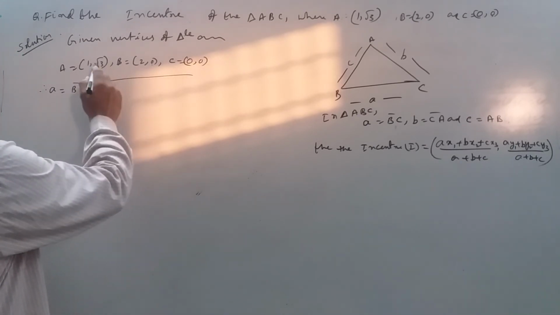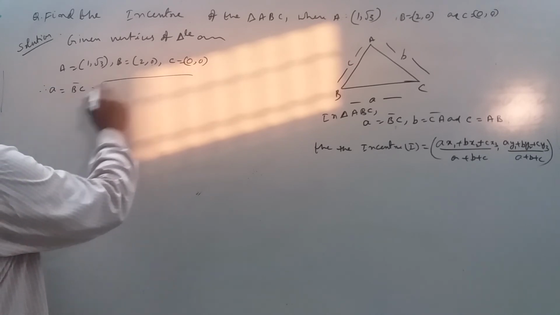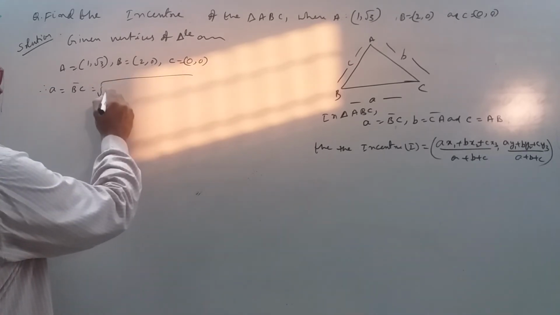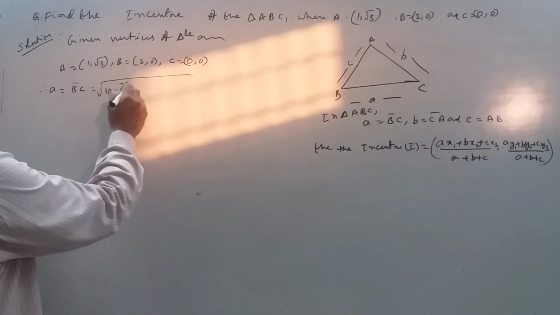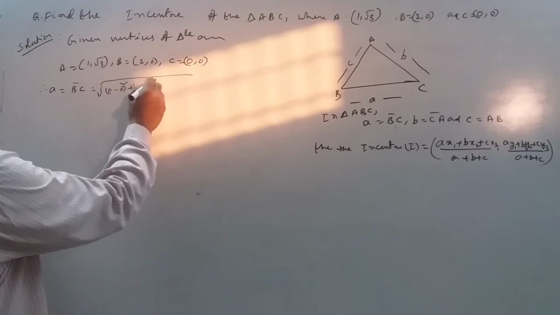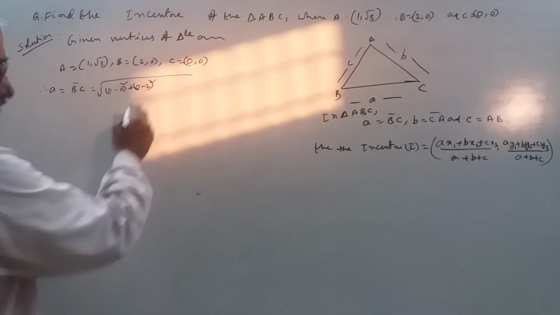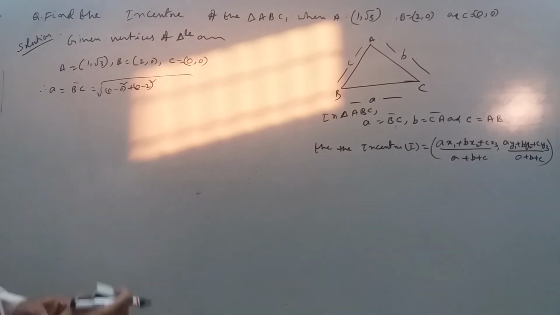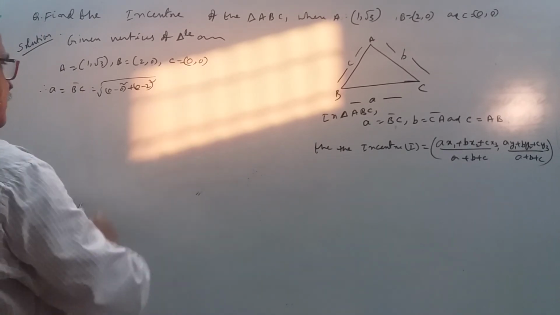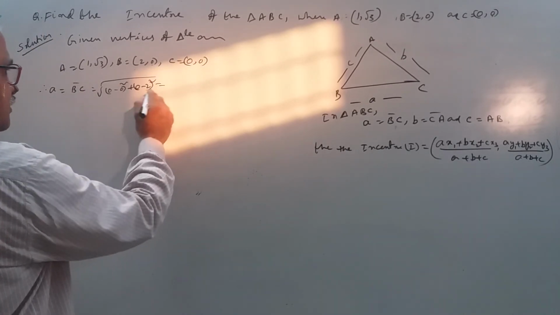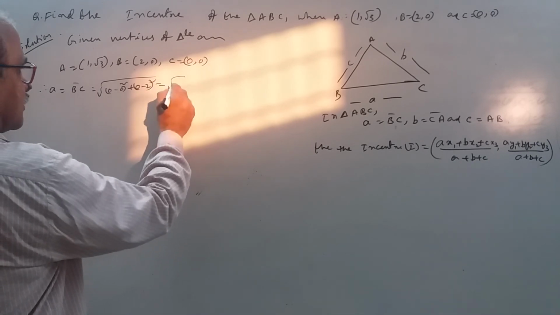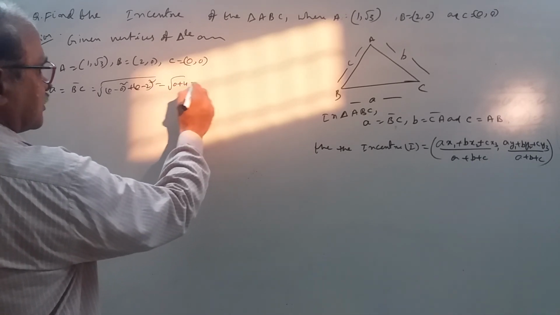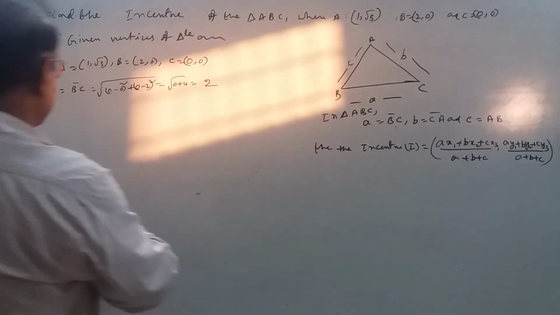BC means we take these two: (0 minus 0) whole square plus (0 minus 2) whole square, that is (x2 minus x1) whole square plus (y2 minus y1) whole square. By using that, we can find 0 square is 0, 2 square is 4. That means 0 plus 4 is equal to 4, root 4 is equal to 2.